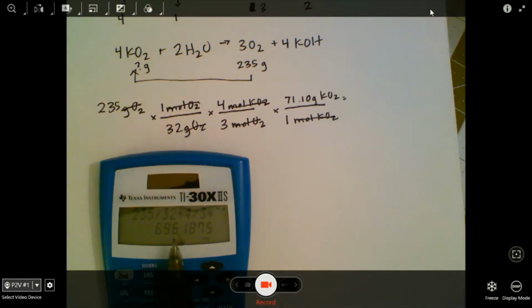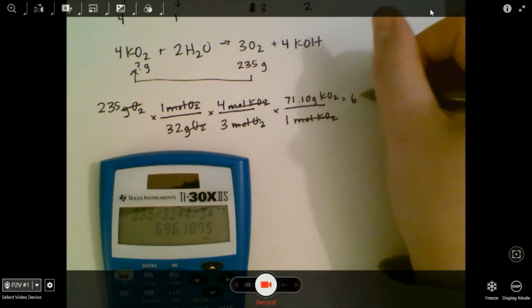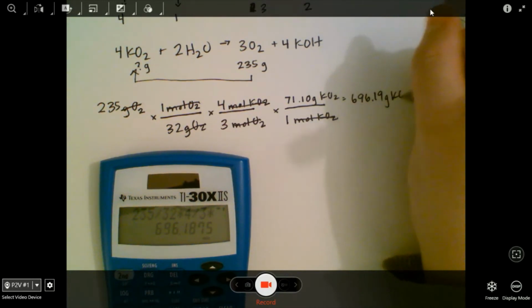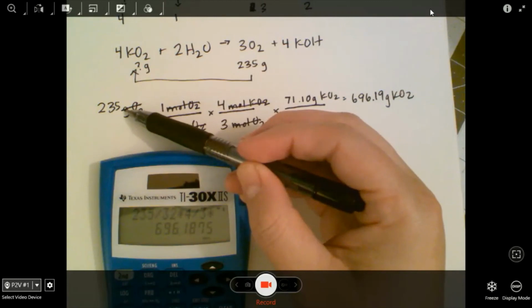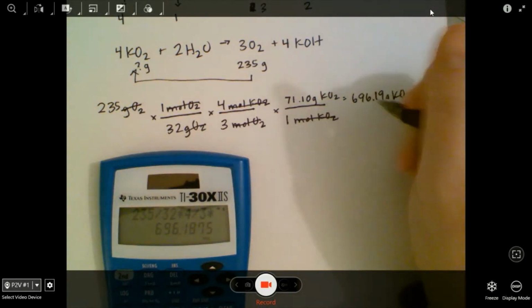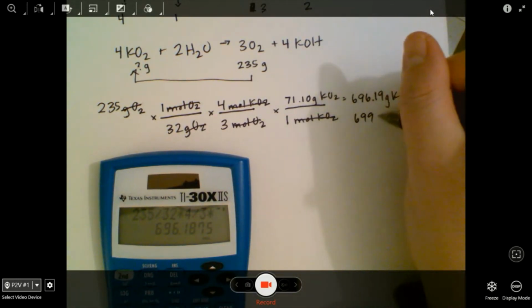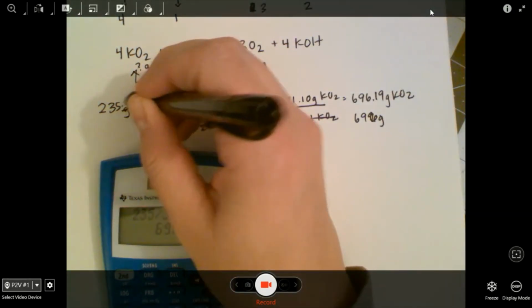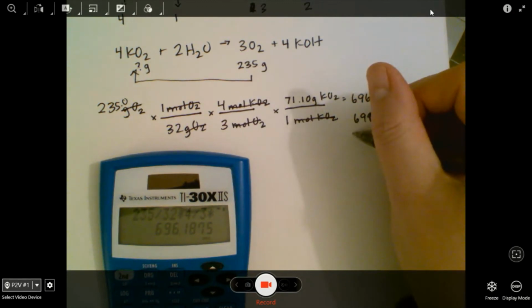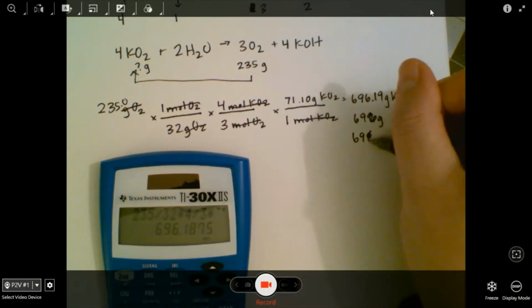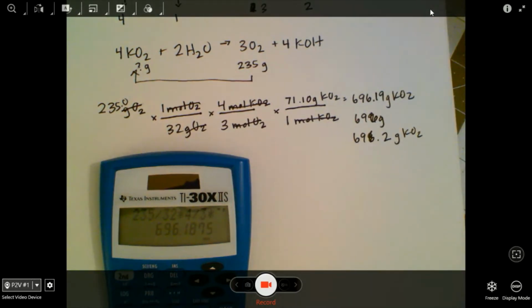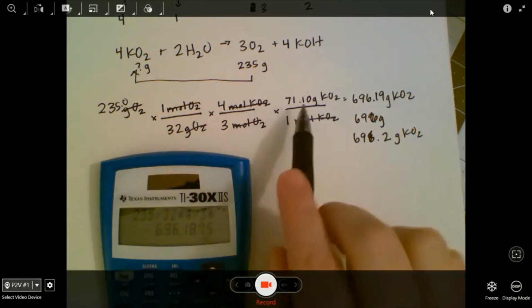And my answer that I get here is 696.19 grams of KO2. And since I started off with 235 here, then I would have 696 grams of KO2. If I would have put 235.0, then I'd have 696.2 grams of KO2.